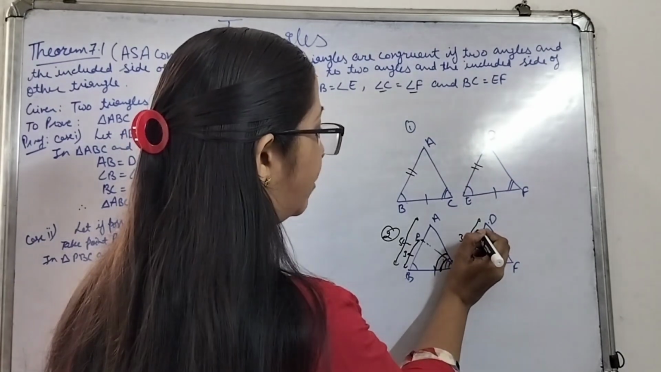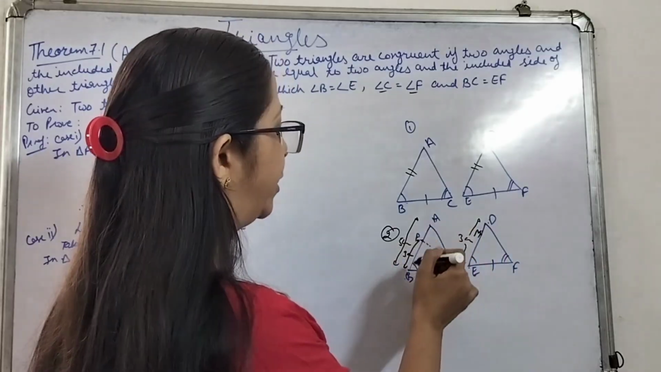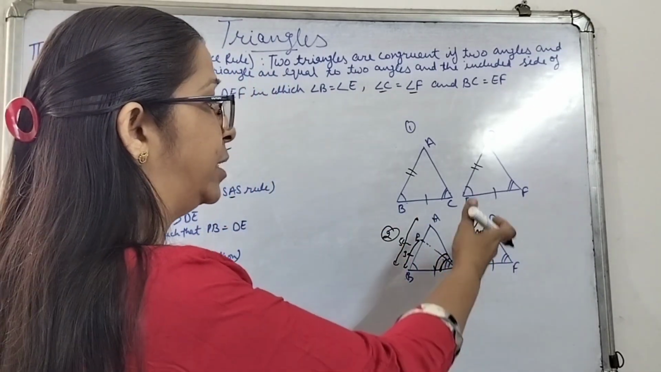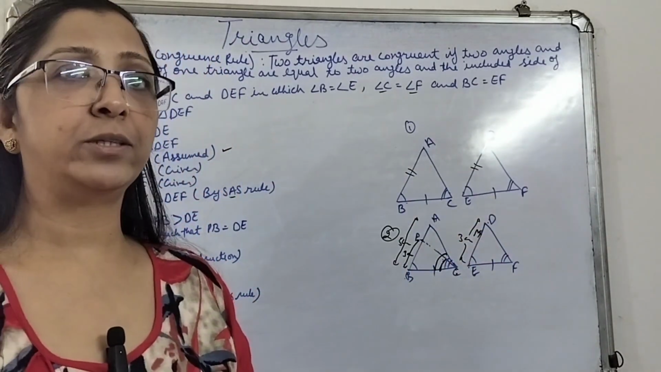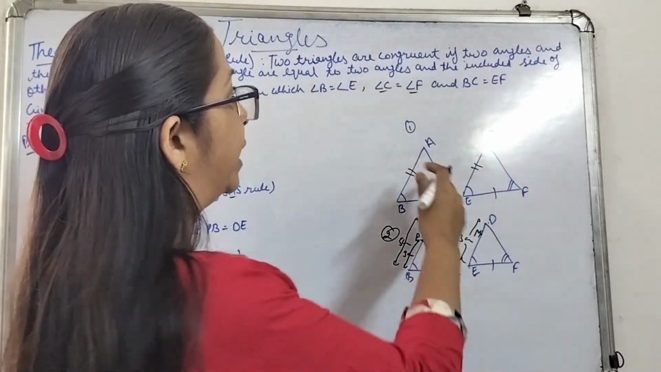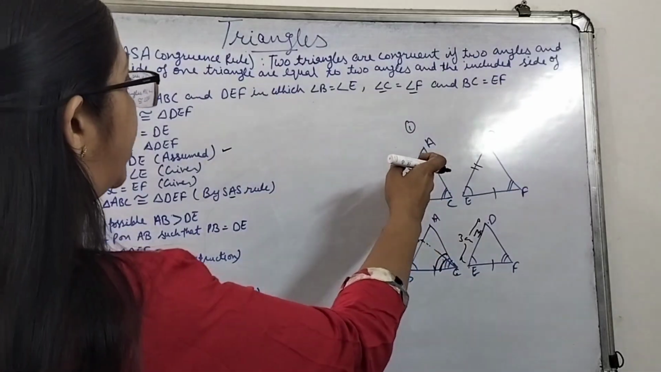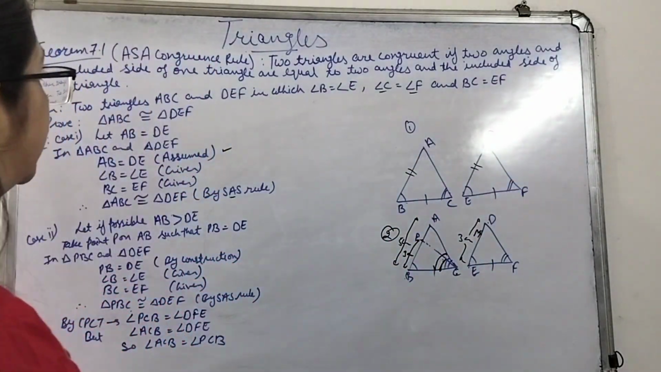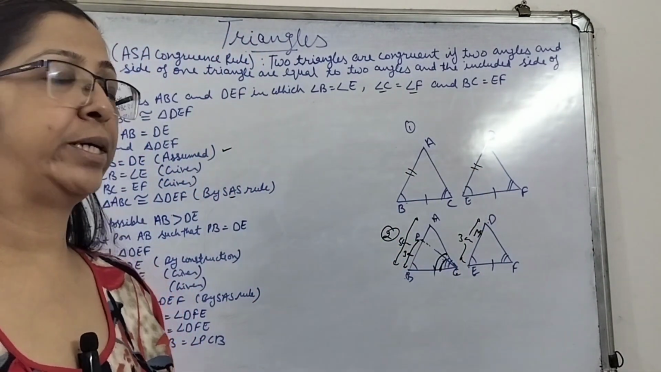Suppose this is your point, say M, such that your EM is equivalent to your AB. Similarly, we will be proving that it is not possible. It was a wrong assumption. Actually, your M and D are coinciding with each other. So this is how it could be proved that two triangles will be congruent if two angles and the included side of one triangle are equal to two angles and the included side of the other triangle. So in such conditions, your two triangles will be congruent.